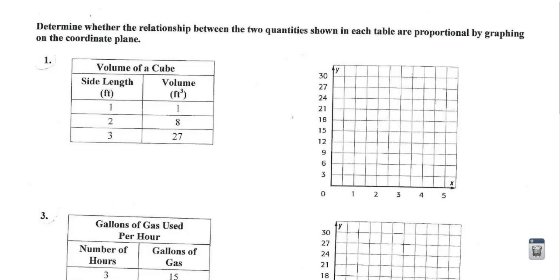All right, so on the first question, they're asking us to figure out whether or not these are proportional by graphing. And remember, to be proportional, when we graph, we need to see two things. We need to see a straight line and that line needs to go through the origin. So those are the two things that have to happen for it to be proportional. It has to create a straight line, and that straight line has to go through the origin.